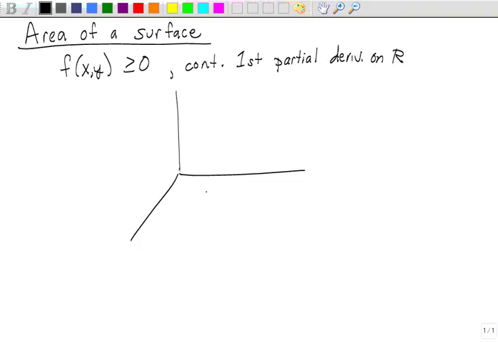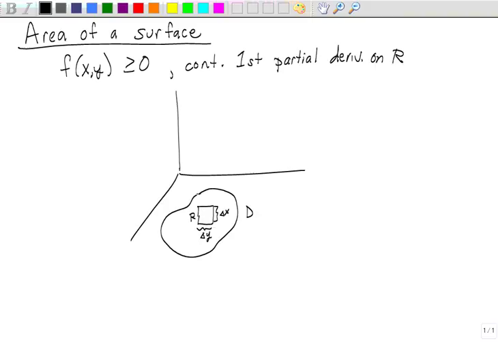For R, D is going to be in the xy plane, a little region. And again, we're going to divide these into little rectangles. So we'll call that R. And this is going to be delta x, and this is delta y.